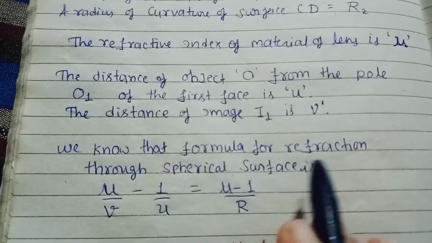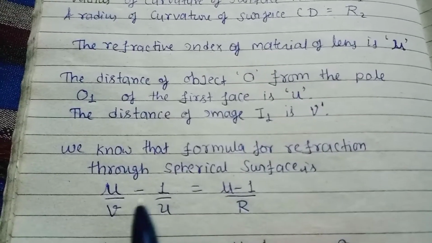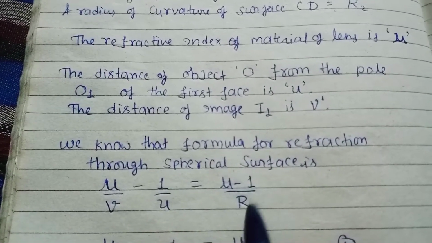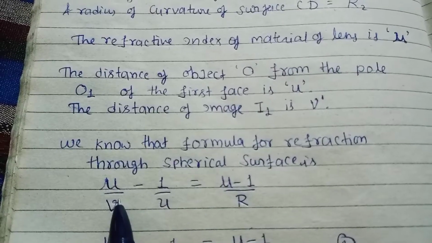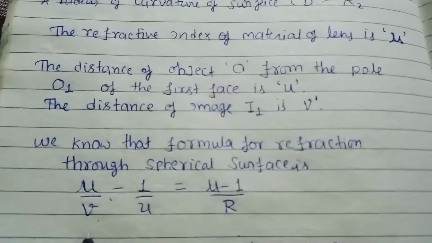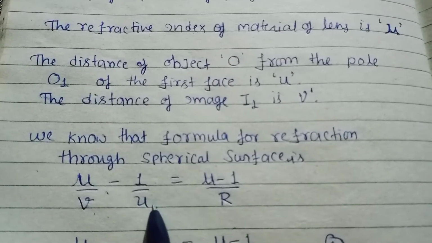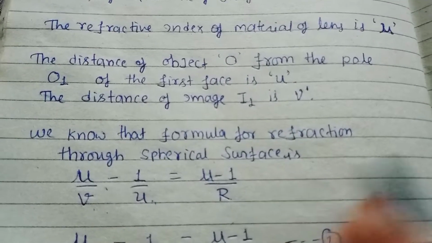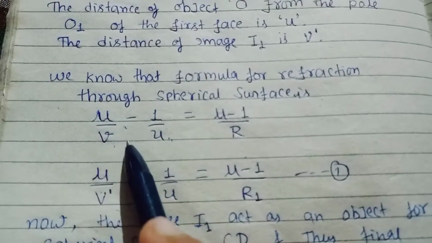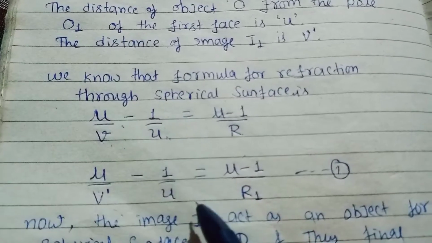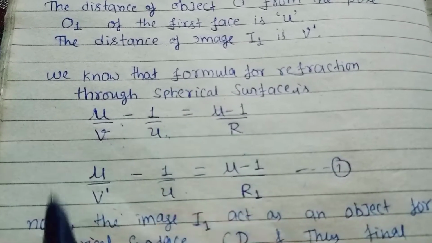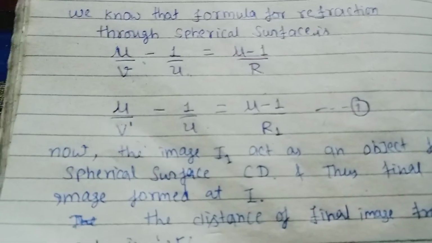And we know that the formula for refraction through a spherical surface is mu upon v minus 1 upon u is equal to mu minus 1 upon R, where mu is the refractive index of the material of the lens, v is the distance of the image from the pole, u is the distance of the object from the pole, and R is the radius of curvature. In our case, the refractive index is mu, the distance of the image formed is v dash, the distance of the object is u, and the radius of curvature is R1. This is equation first.